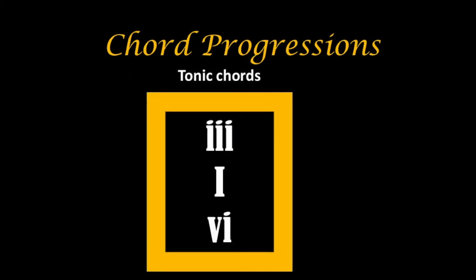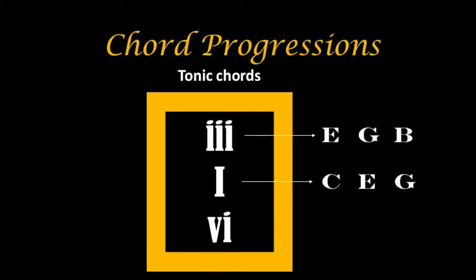So starting with the tonic chords, there are some important things to point out. If we're in C major, chord 1 would be C, E, G. Chord 3 would be E, G, B. Now notice that I've put 3 and 6 there in the small letters to represent the minor chords, and chord 1 there is a capital I, which is the Roman numeral for a major tonic.